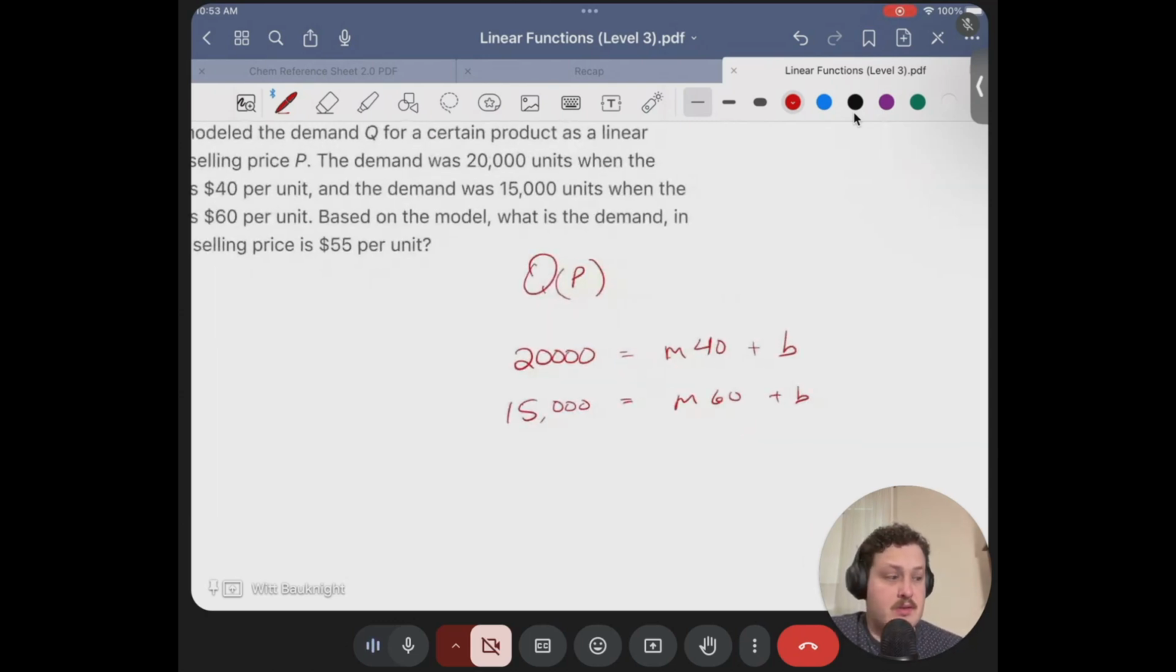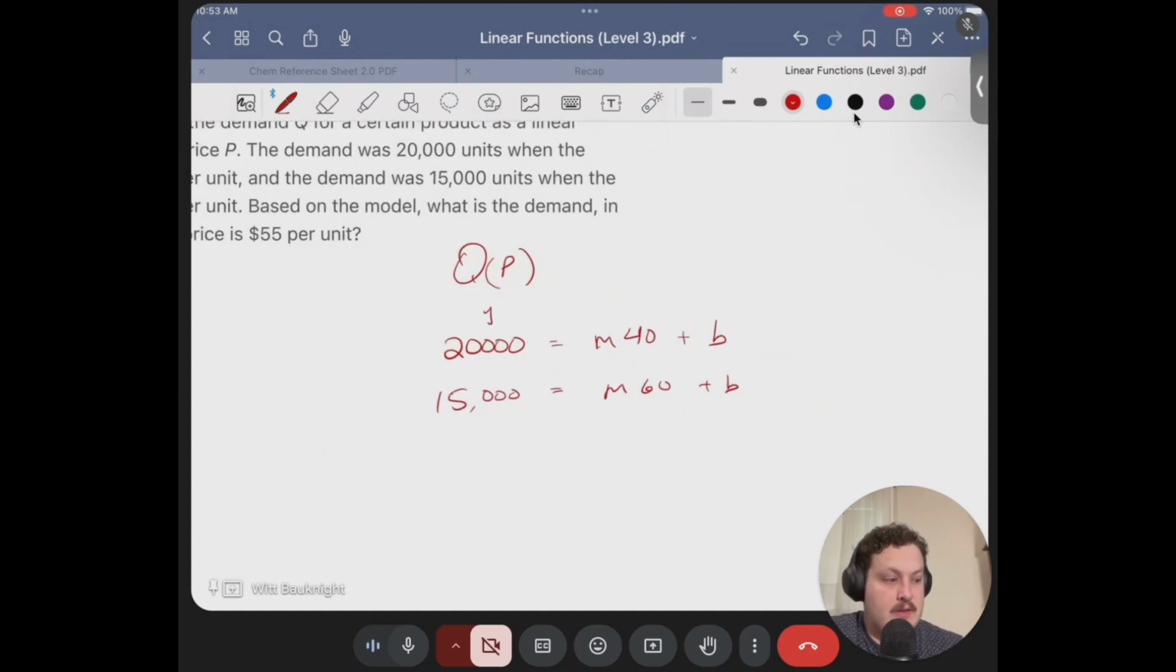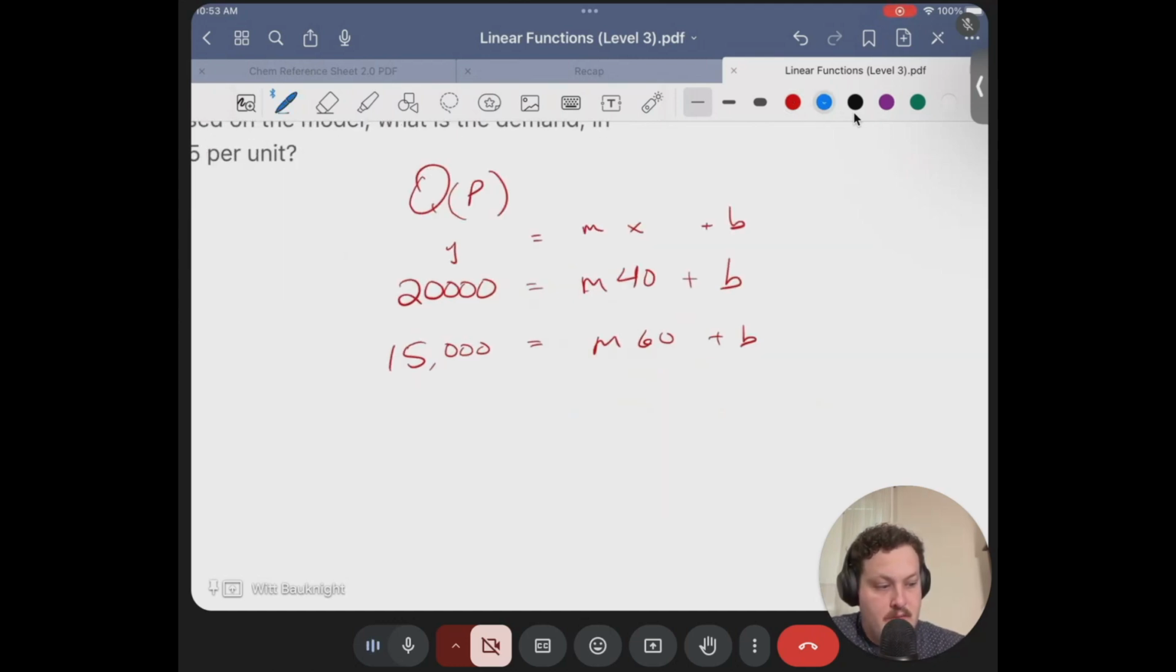System of equations. I'm using y equals mx plus b. If I subtract these two, I will get 5,000 equals negative 20m, because the b's will cancel out. All right, divide both sides by negative 20. 5,000 divided by negative 20. m equals negative 250. All right, plug that into either of these.